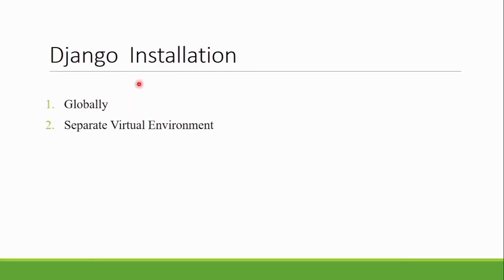Django, there are two methods. One is we can install Django globally in our system, or we can install it in a separate virtual environment. Normally, whenever we create a project, we work with a separate virtual environment. What is a virtual environment, why it is needed, how to do it, we'll see in the coming slide. Now let us see how we can install Django globally.